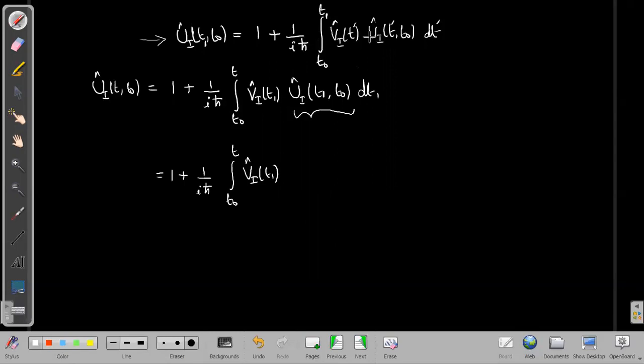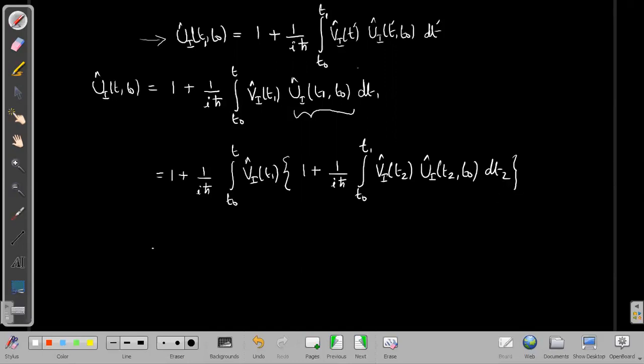That is, instead of t, this upper limit, I am going to denote by the symbol t1. So UI(t1, t0) would be 1 plus 1 by iħ times the integral t0 to t1, and all others are the same, with a prime symbol here. That is the integration variable, so this integration variable t prime I will change to t2. Then I can have this UI(t1, t0) as 1 plus 1 by iħ times the integral t0 to t1 of VI(t2) UI(t2, t0) dt2.